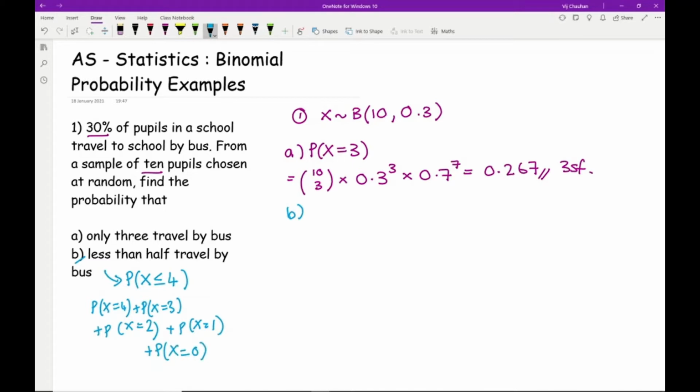So I'm going to work out what each of these probabilities are, and again I'm going to show you my full working out. Here I've got 10 choose 4, not 10 over 4 because it's not a fraction, times 0.3 to the power of 4 times 0.7 to the power of 6, and I'm going to work that out. Then 10 choose 3 times 0.3 cubed times 0.7 to the power of 7. Then 10 choose 2 times 0.3 squared times 0.7 to the power of 8. I put a cube there by mistake, that should be a square.